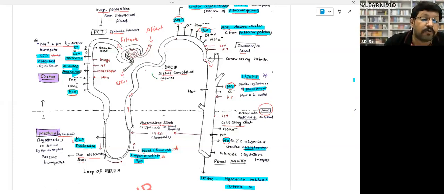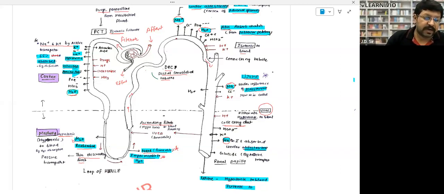65% of useful things are absorbed at the PCT only, absorbed by diffusion, right? What is taken back? Because the filtrate has many useful things along with the urea. Those useful things should not go as waste. So sodium, potassium, chloride, hormone, glucose, amino acid, and water are absorbed. Whatever I have highlighted, that is what you need to note down, right?